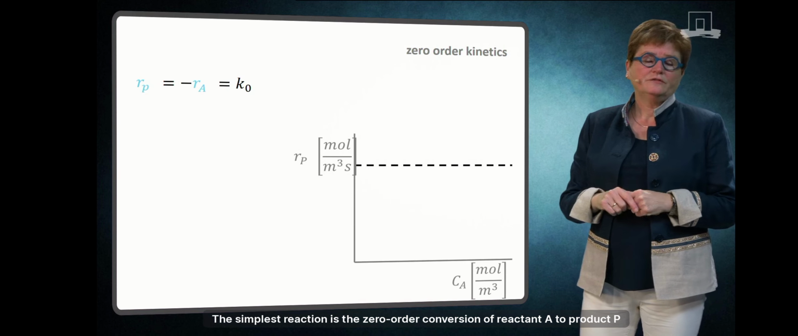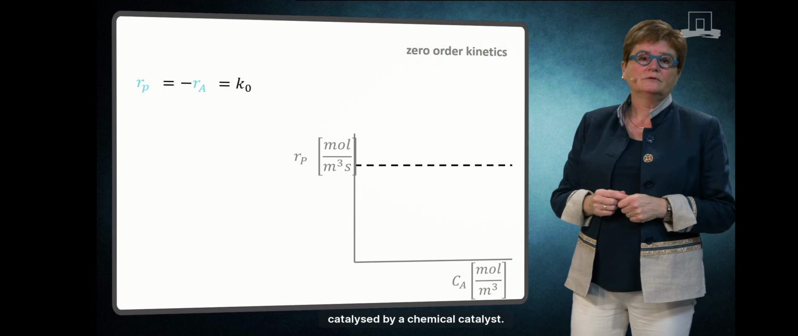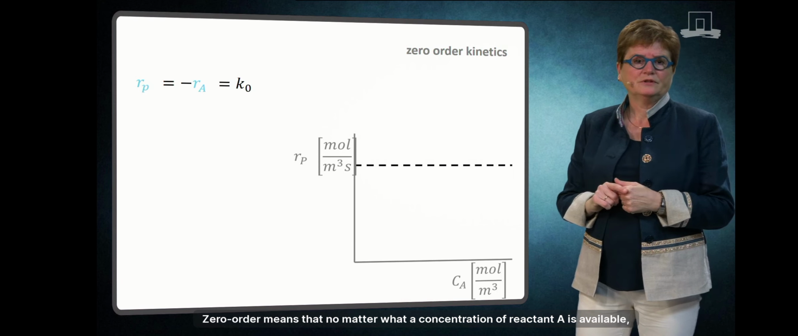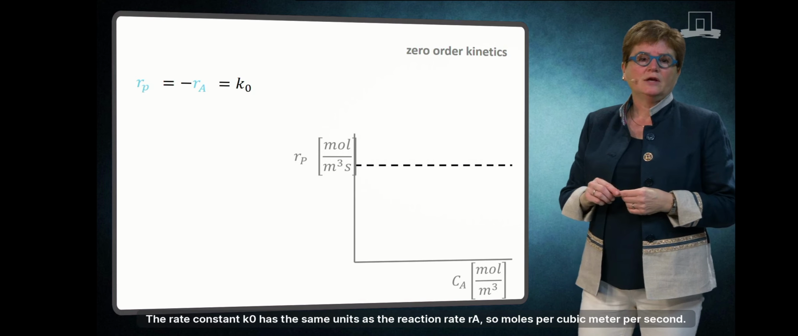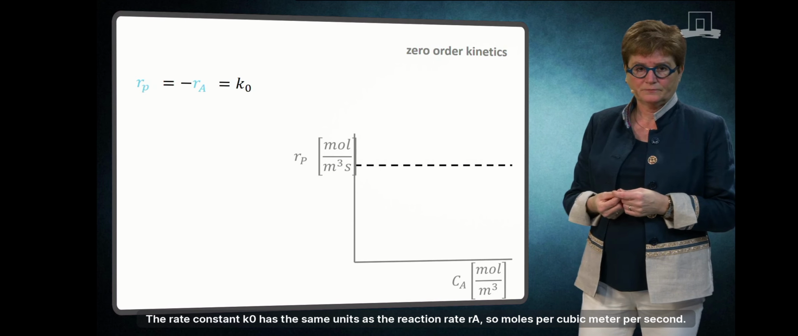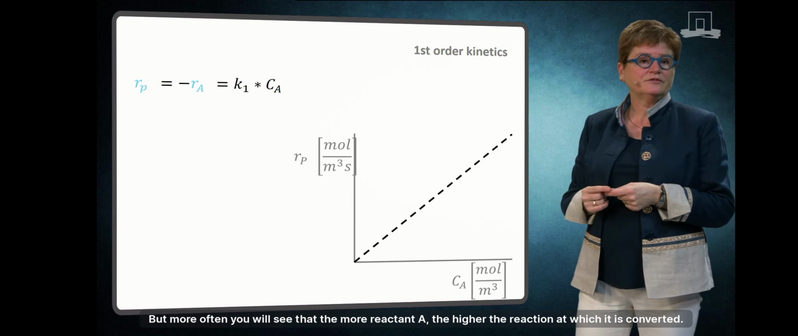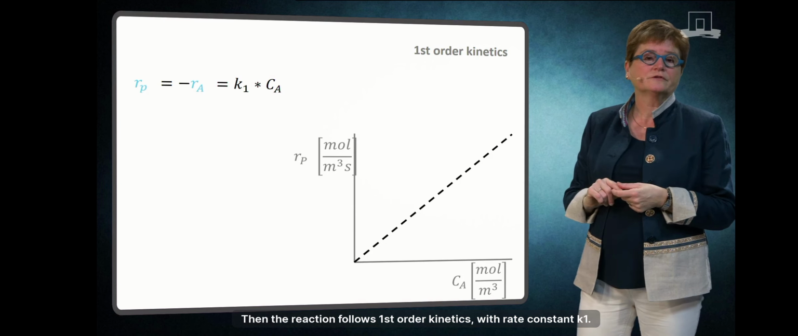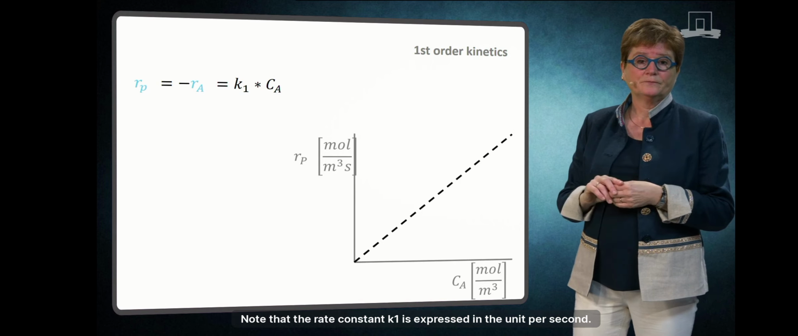The simplest reaction is the zero-order conversion of reactant A to product P, catalyzed by a chemical catalyst. Zero order means that no matter what the concentration of reactant A available, the rate at which it is converted is constant. The rate constant k0 has the same units as the reaction rate Ra, so moles per cubic meter per second. But more often, you will see that the more reactant A, the higher the rate at which it is converted. Then the reaction follows first order kinetics with rate constant k1. Note that the rate constant k1 is expressed in the unit per second.